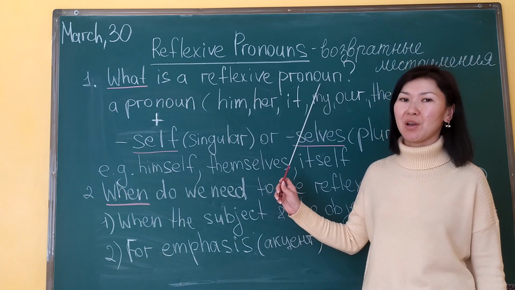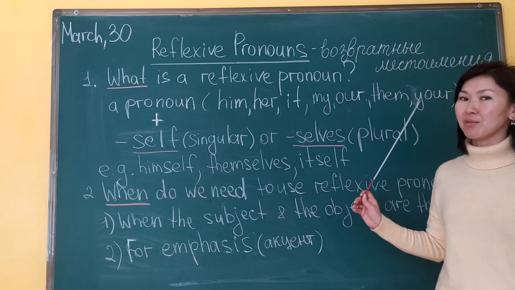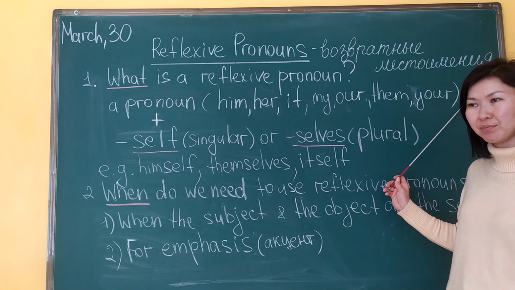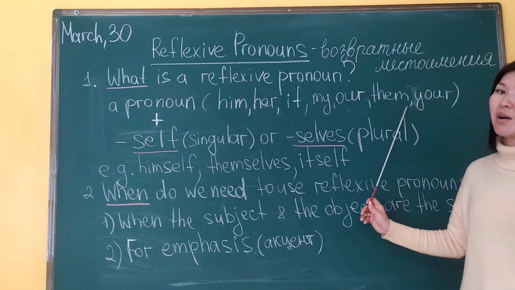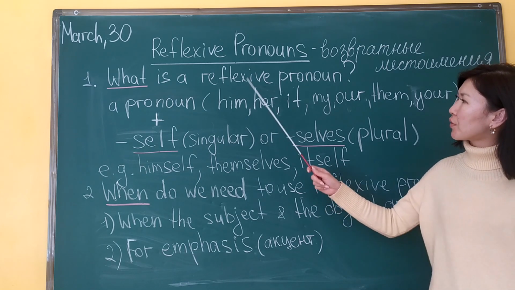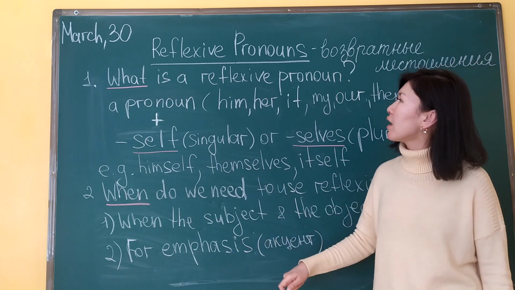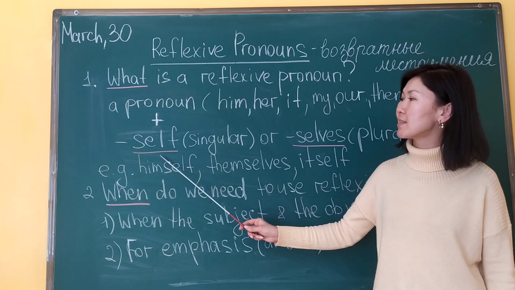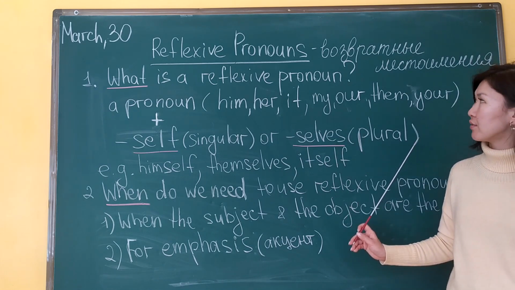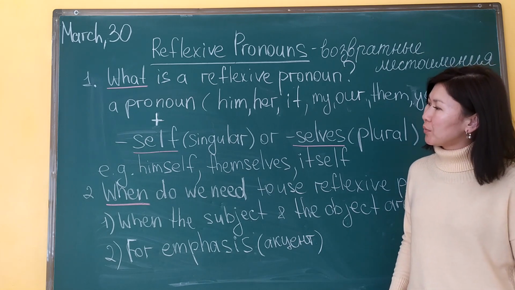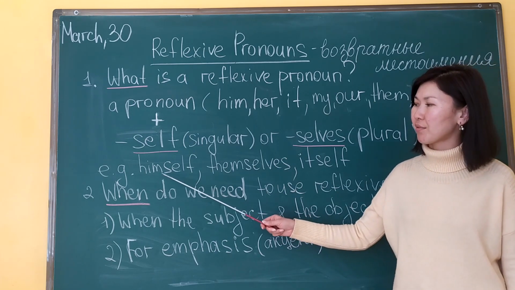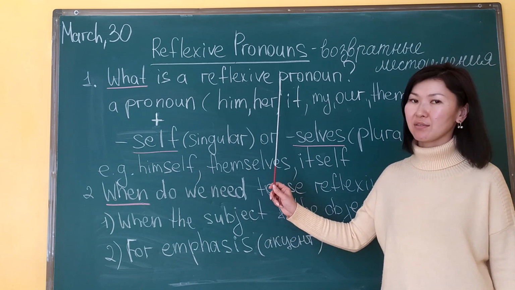And for a reflexive pronoun, we need to use 7 following pronouns: him, her, it, my, our, them, and your. There are 7 pronouns which we can use for reflexive pronouns. So, a reflexive pronoun is a pronoun plus self if it's a singular word, or selves if it's a plural reflexive pronoun. For example, we could say himself, themselves, or itself. There are 3 examples of a reflexive pronoun.